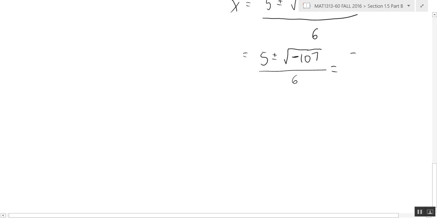So how do I need to write that? 5 plus or minus. So how can I remove the negative under a radical? I have to do what? Put an i in front. That's right. So I'm going to say that's going to be plus or minus i times the square root of 107, all over 6. Alright, so if I'm able to simplify this any further, I have to first see, can I simplify 107? Well, no. I can't divide a perfect square into 107 to help me simplify that. So it's just going to stay the square root of 107.